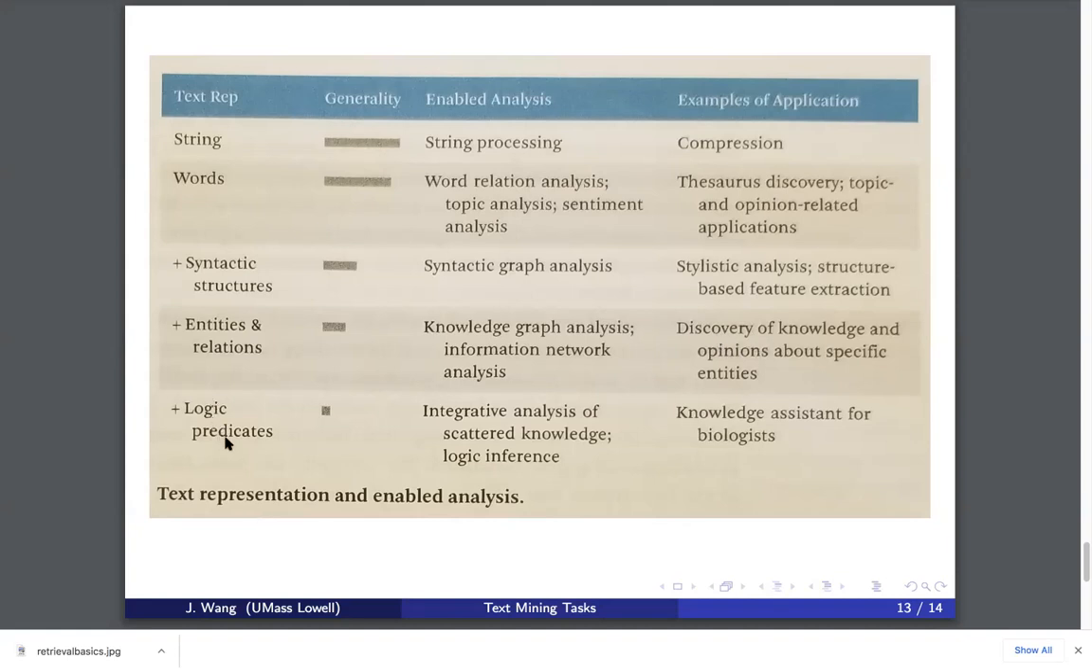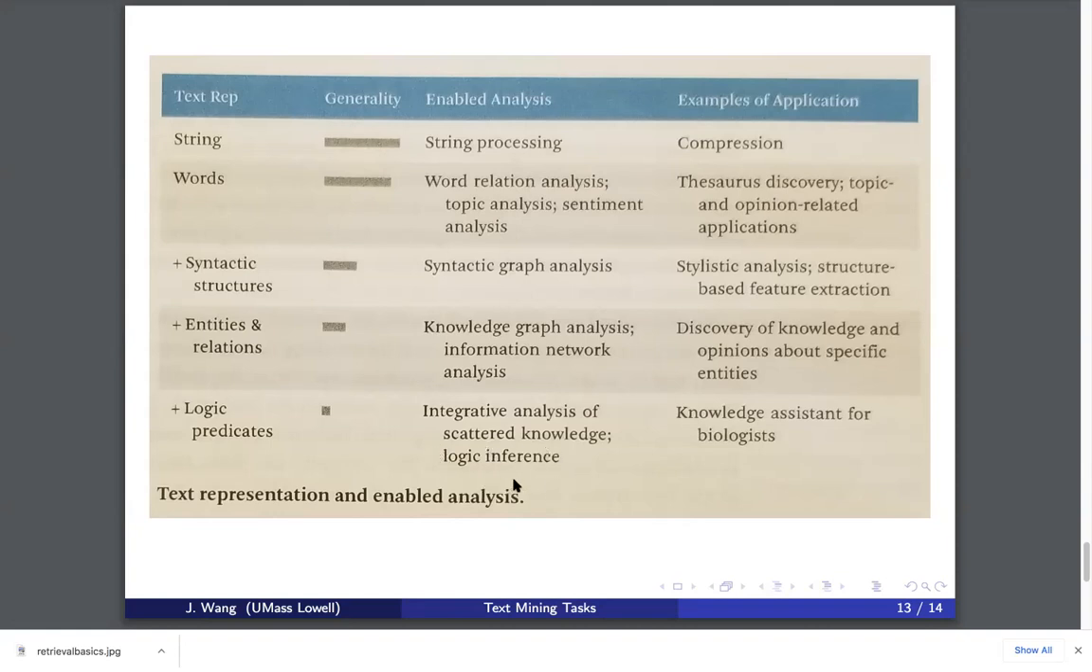And the last one is logic predicates. So the generality is small, right? So this is narrow. Enabled analysis includes integrative analysis of scattered knowledge and larger inference. Now, once again, this is kind of hard. We want to do any inference at this point.